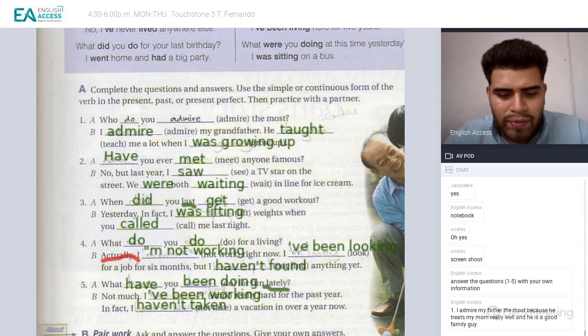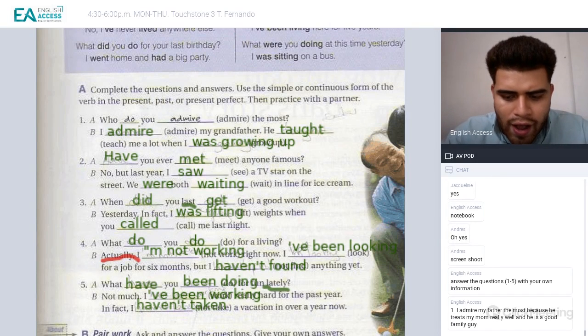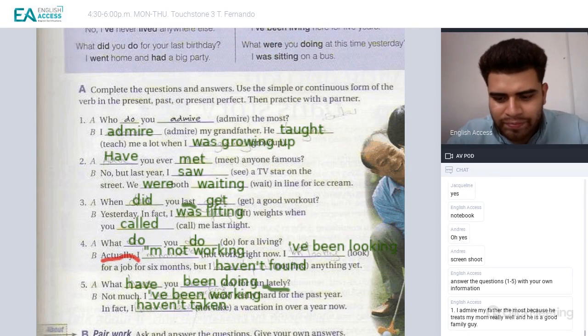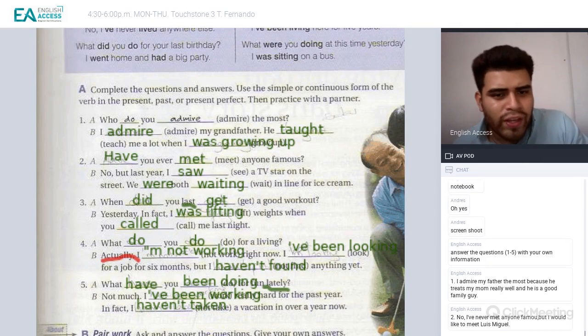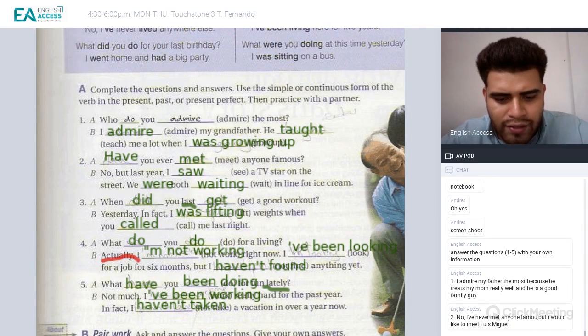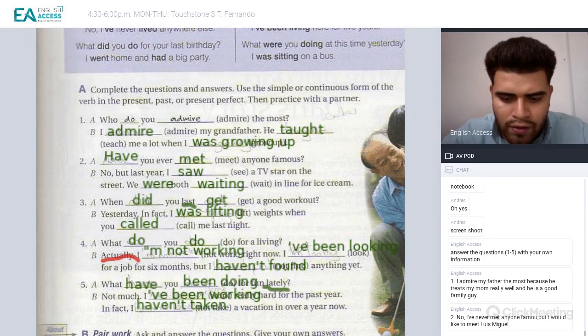Number two, have you ever met anyone famous? No, I've never met anyone famous. But I would like to meet Luis Miguel. Three, when did you get a good workout? I got a good workout last night. I did 30 burpees, 50 push-ups, 50 squats, and 100 abdominal workouts.